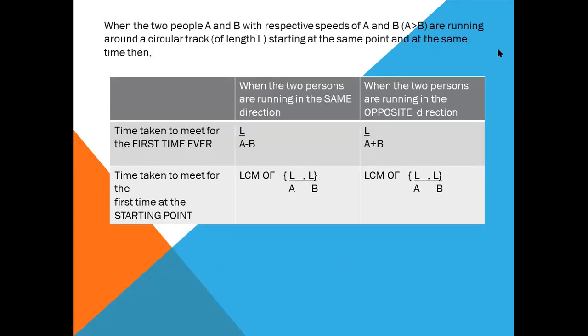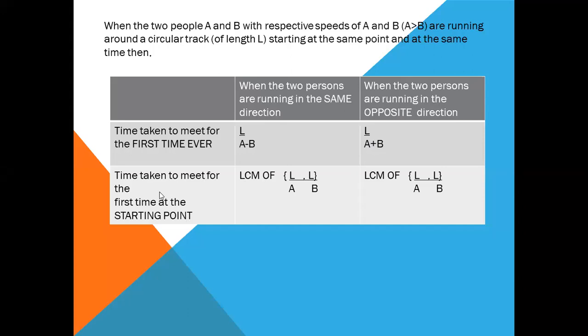If in the question two people A and B with respective speeds A and B are running around the circular track, starting at the same point, and you are supposed to find the time taken to meet for the first time, then if they are moving in the same direction, time is distance upon speed. Distance is L, the length of the circular track, and speed is A minus B, the difference of speeds. In the same way, when two persons are moving in the opposite direction, time would be distance upon speed, where distance is L and speed is A plus B.